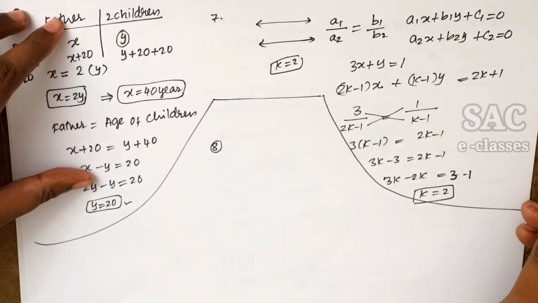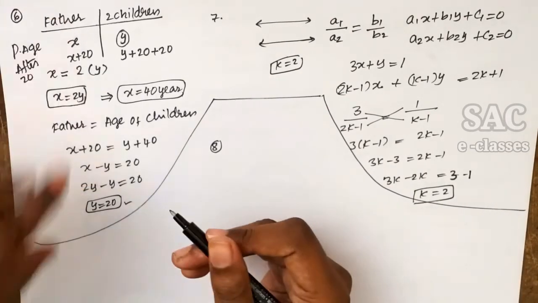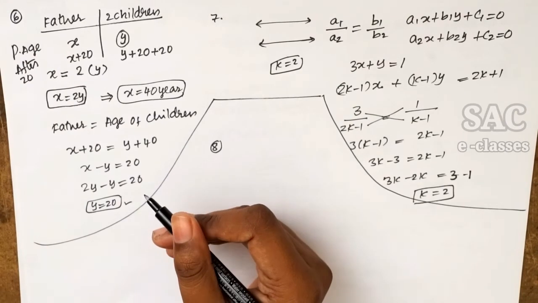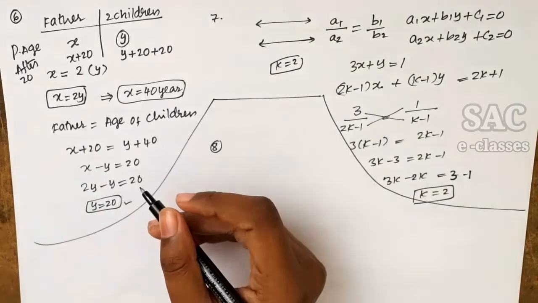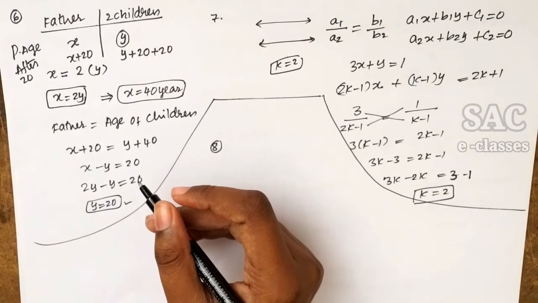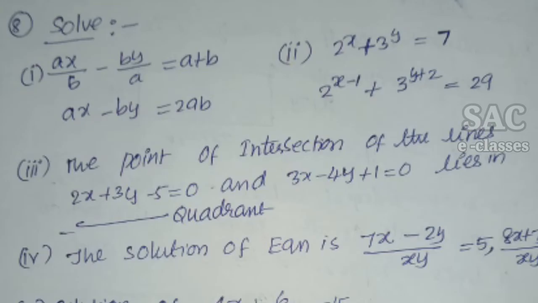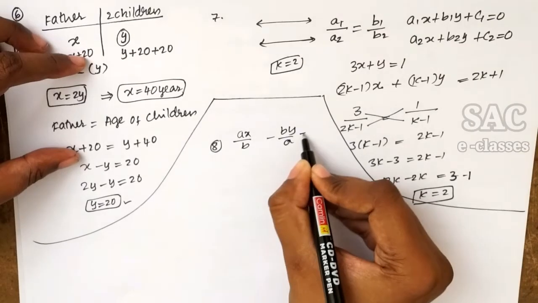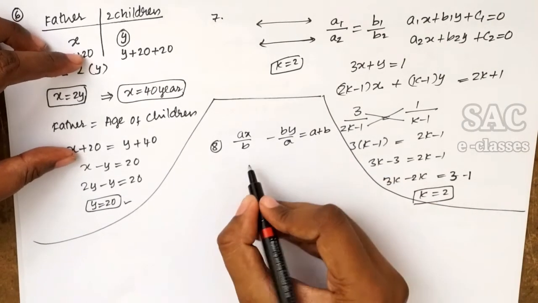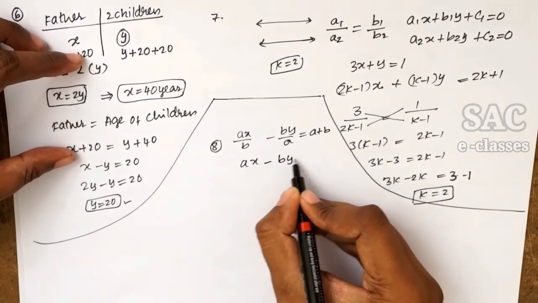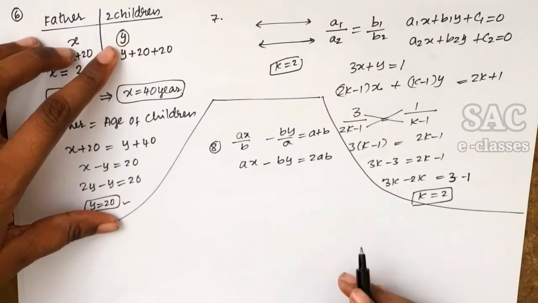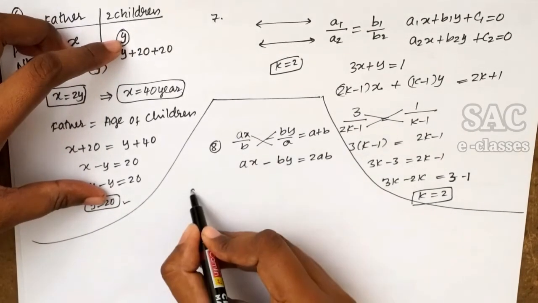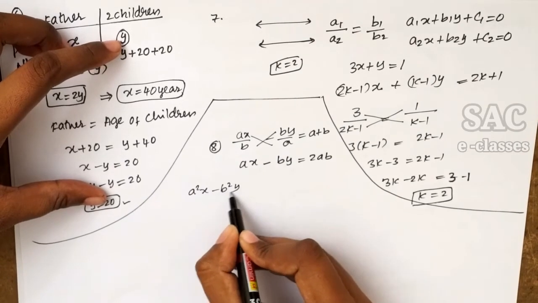Let us see the 8th Roman. In that, actually what I have given is all kinds of solving problems, all possibilities. Usually 18 problems are there. Those 18 problems I have given to you as Roman numbers. See the first one: ax by b minus by a equal to a plus b, and ax minus by equal to 2ab. This usually we can't solve by the general elimination method. Let us simplify it: a square x minus b square y by ab.